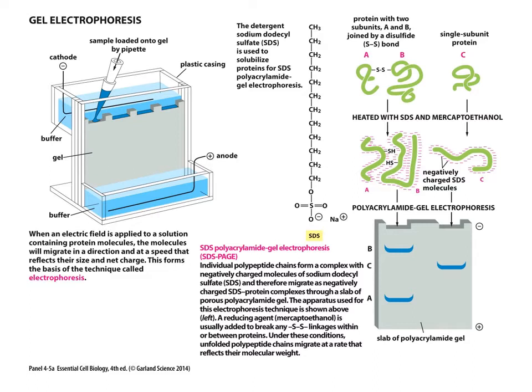We've got the sample being loaded into this gel apparatus. They're showing us where the gel is, and we're going to apply a current across the gel. And then, before we run the gel, we're going to have to apply certain treatments to the proteins to make them behave themselves so that we can determine something about their size.